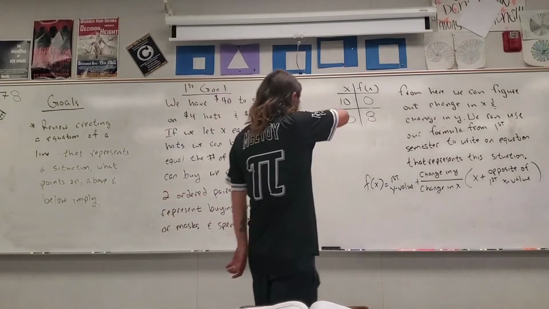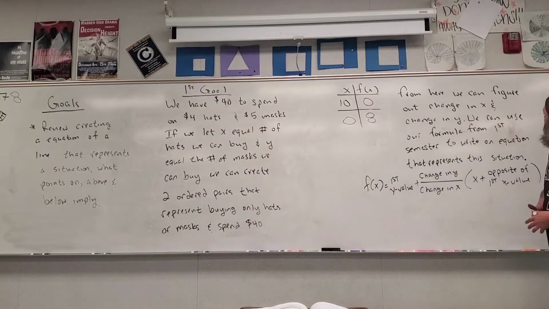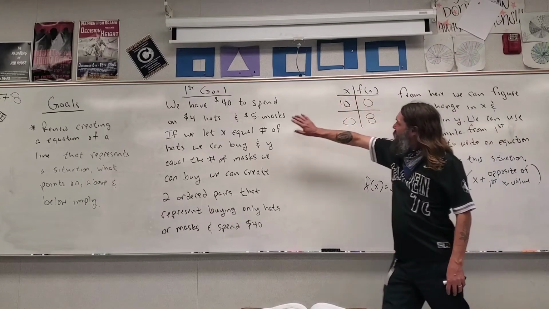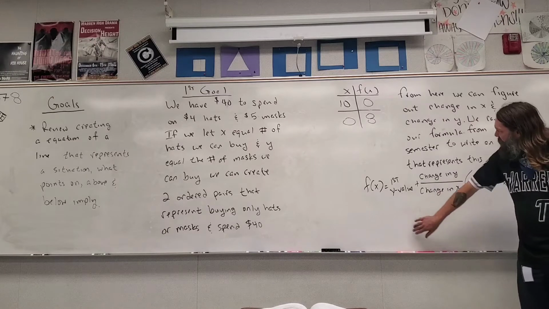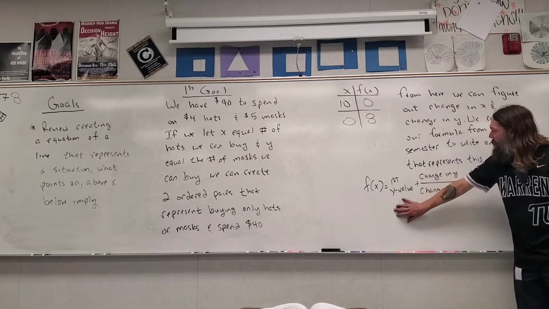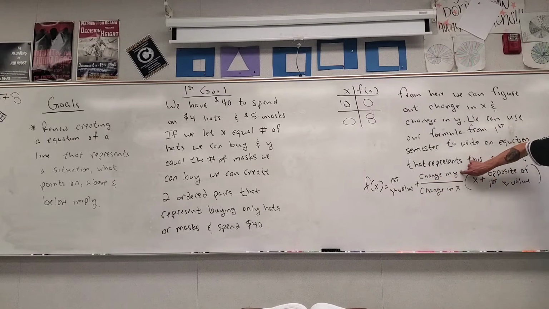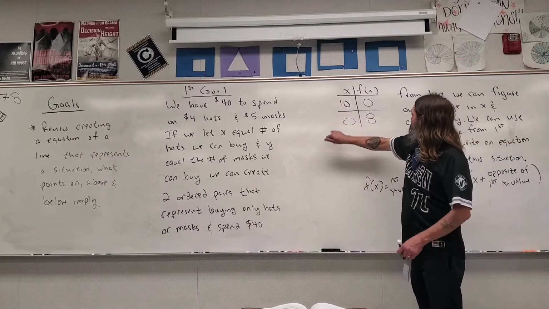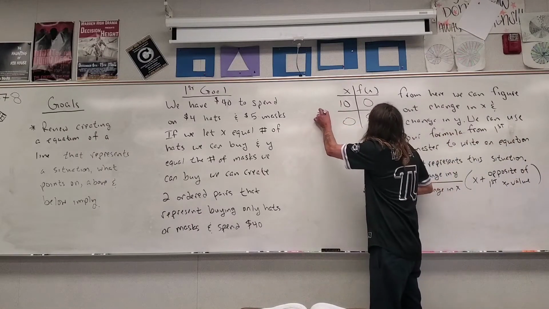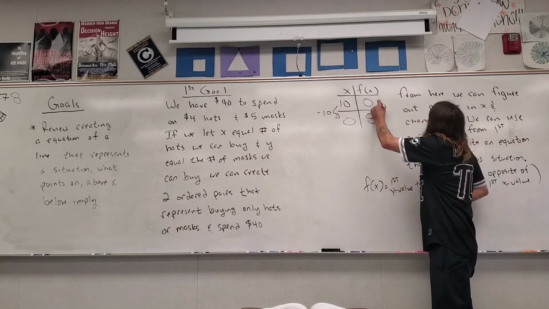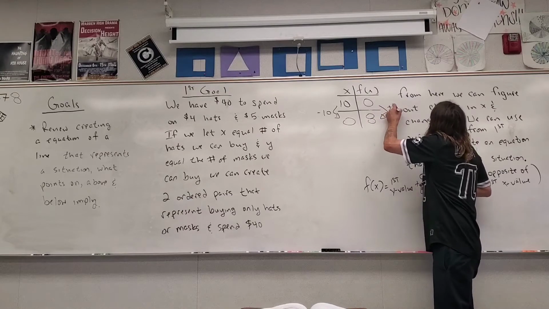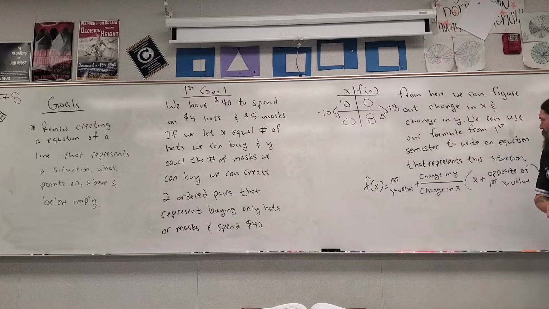All right. So this equation is going to represent spending $40 on $4 hats and $5 masks. And remember our formula from first semester: f of x is equal to the first y value plus the change in y over the change in x times parentheses of x plus the opposite of the first x value. Real quick, to go from 10 to 0, that means you have a change in x of minus 10. And to go from 0 to 8, that means you have a change in y of positive 8. So we have all the information we need to plug into our formula.